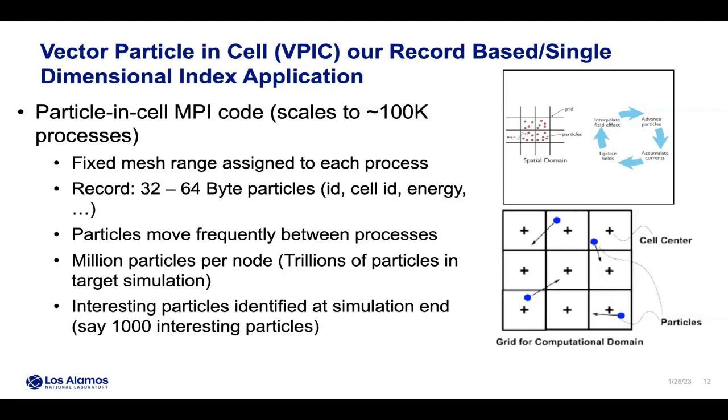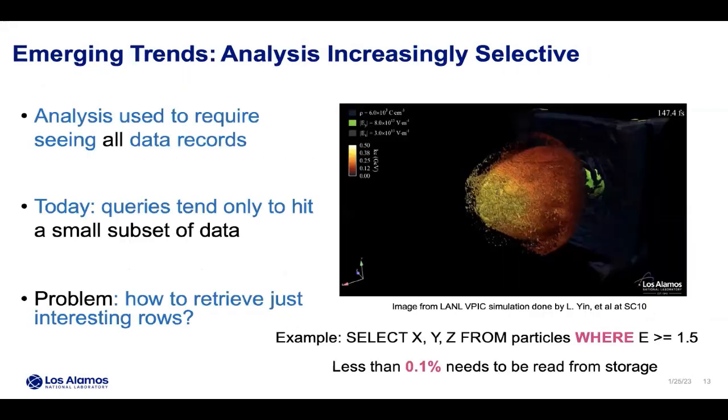But the key takeaway when we talked to the VPIC scientists was they're actually only interested in a very, very tiny subset of the particles. An example query that they described to us was select some values from all of the particles where the energy is greater than a large value. It turns out that less than 1%, and certainly less than 0.5%, needs to be read from the storage. But the current model they used to do this analysis was to read all of the data back into memory, sort it on the field of interest, select the values they want, and then repeat this process for multiple fields of interest. So very inefficient, very resource intensive.